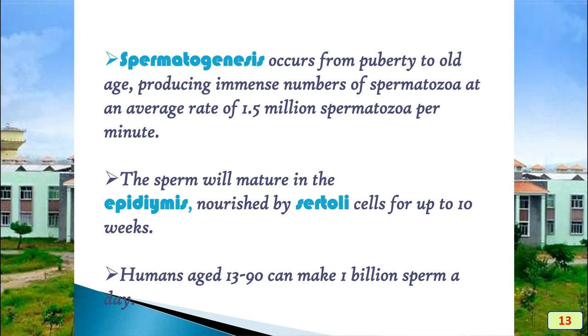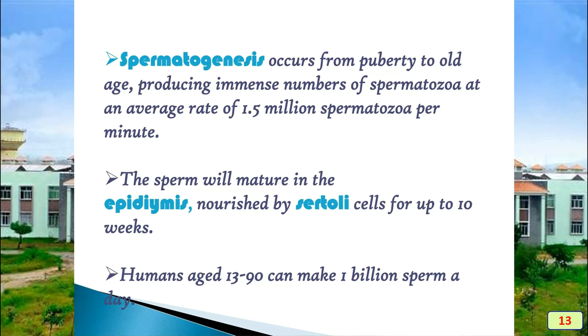Spermatogenesis occurs from puberty to old age, producing an immense number of spermatozoa, at an average of 1.5 million spermatozoa per minute. It's a huge number. So the average rate of spermatozoa production is 1.5 million, or 15 lakh, spermatozoa per minute. The sperm mature in the epididymis, nourished by Sertoli cells for up to 10 weeks. They will be there in the epididymis.